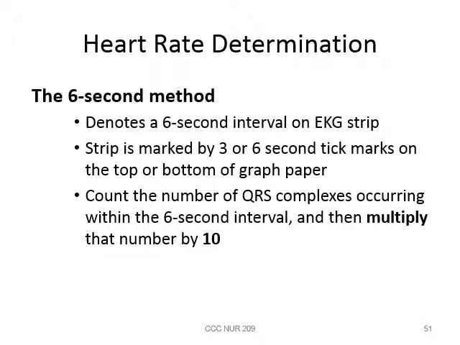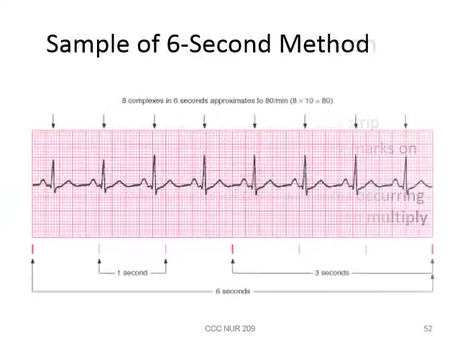The method I want you to use for determining heart rate is called the 6-second method. Basically, you're going to count the number of QRS complexes in a 6-second strip and then multiply that by 10. That's going to give you your ventricular rate. You're going to count the number of P waves in a 6-second strip, multiply that by 10. That's going to give you your atrial rate. Let's look at an example here.